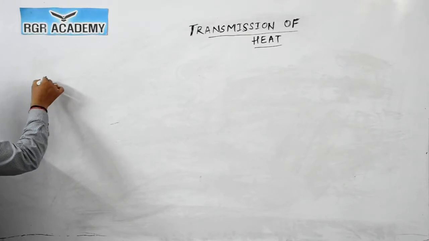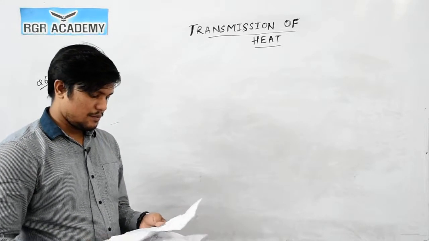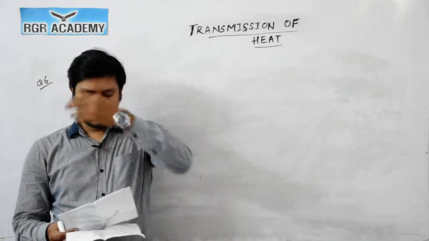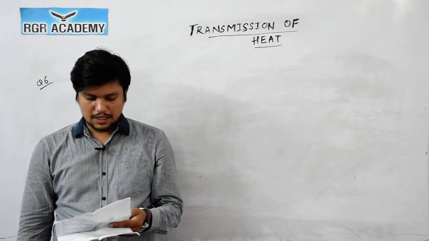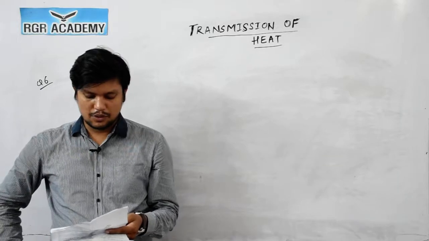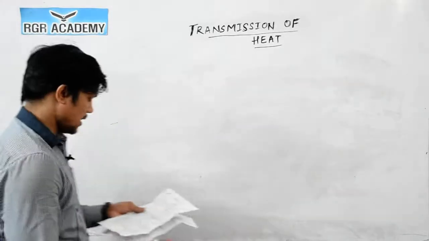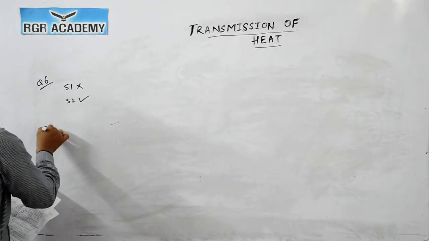In question number 6, statement based question. Bodies radiate heat at all the temperatures. So the first statement is false. Second one is the rate of radiation of heat is proportional to the fourth power of absolute temperature. Second one is correct. Okay, so first one is false, second one is correct. Now question number 7th.